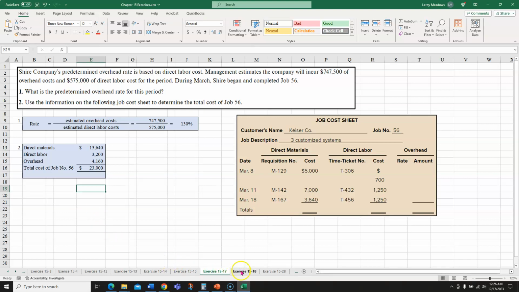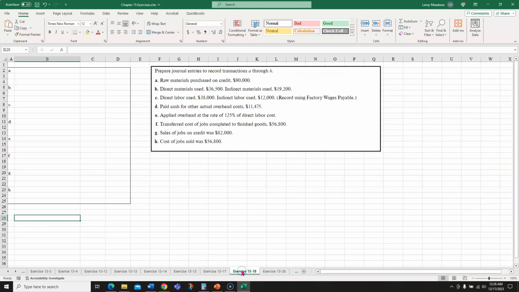Okay, let's go to the next exercise here. I know that we had previously done an exercise with recording journal entries, but I want to do this because we're going from beginning to end and putting it all together. So let's take a look, and we're just going to record these as journal entries. This is exercise 15-18. All we have to do is prepare journal entries for these transactions.